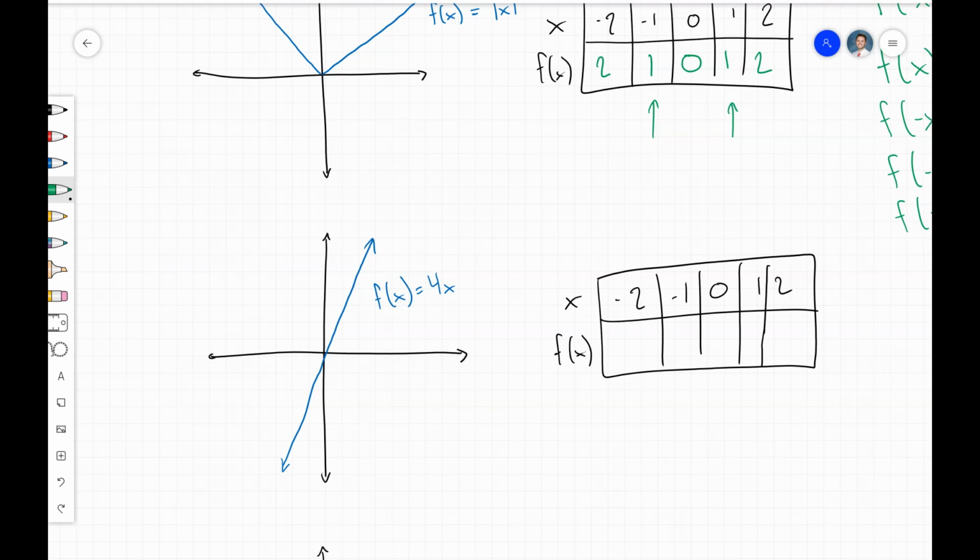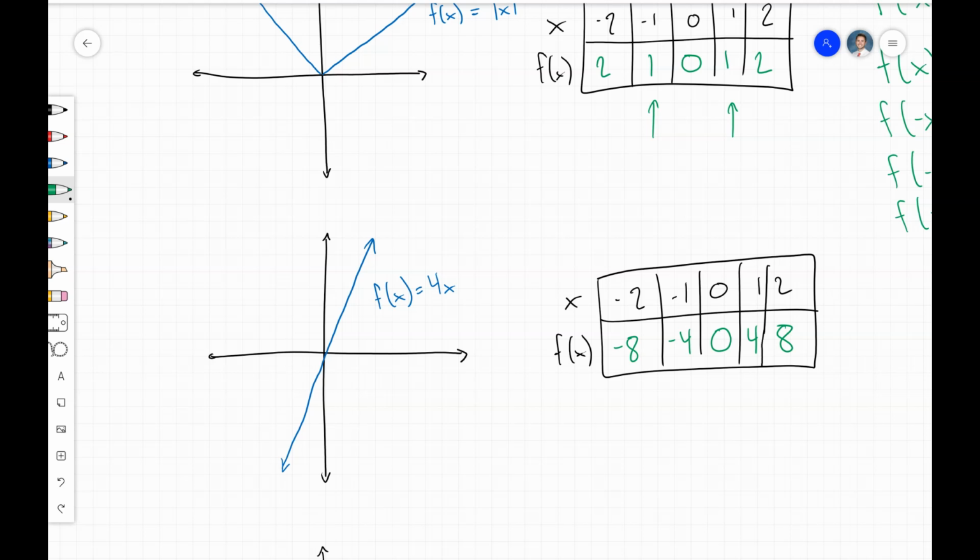So let's start at 0. f of 0 would be 4 times 0, which is 0. f of 1 would be 4 times 1, which is 4. And f of 2 is 4 times 2, which is 8. Now, going into the negatives, f of negative 1 is 4 times negative 1, which is negative 4. And 4 times negative 2 is negative 8.